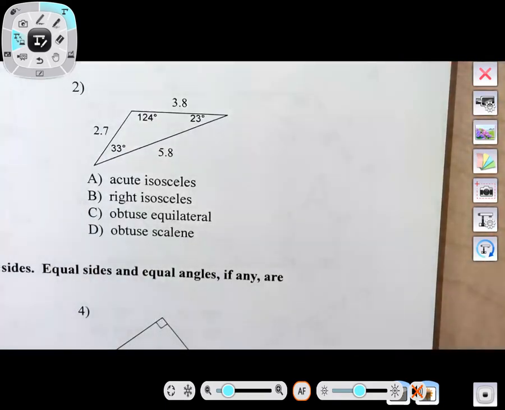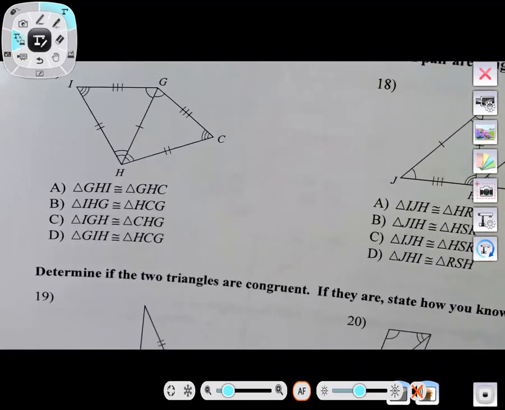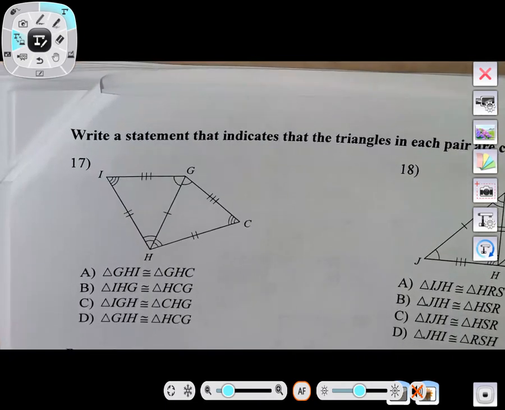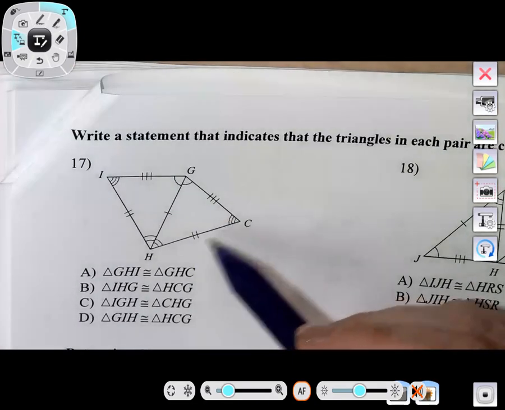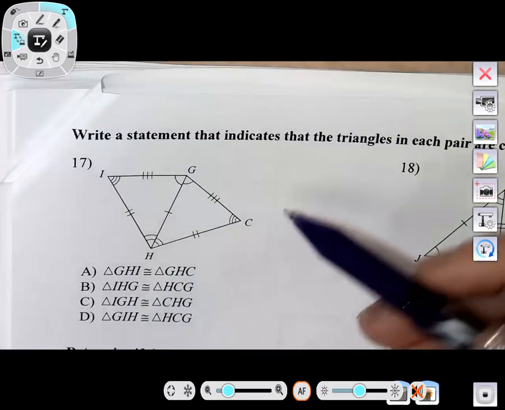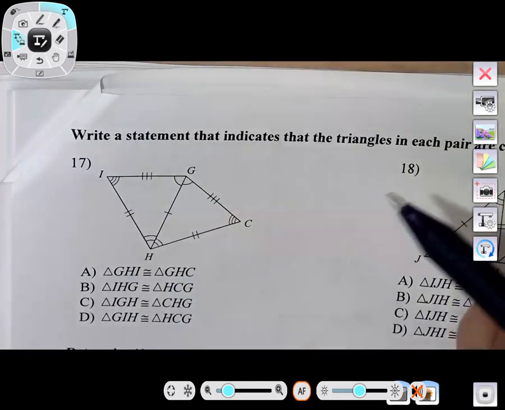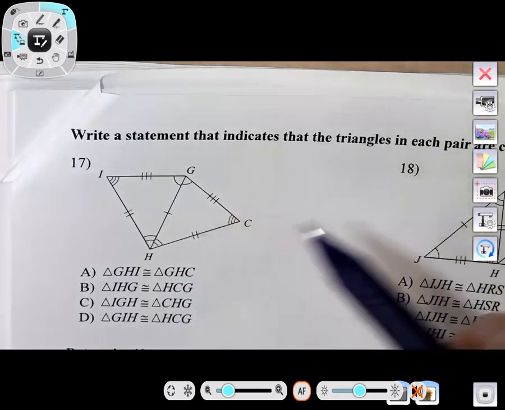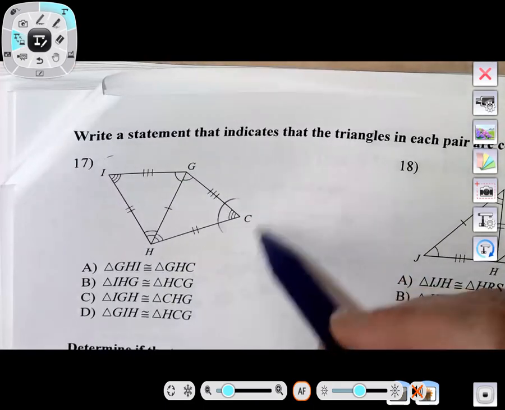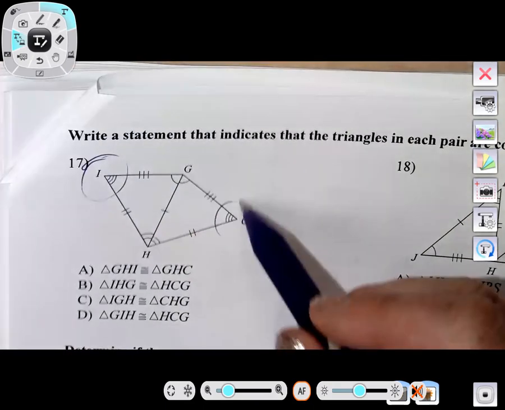But then sometimes you get really lucky. One of them you could do with just 1 angle. Let's see if it's 17. So, 17 is actually a little bit different now. They're giving you the markings and you have to pick which congruent statement is right. So here's how I would do this one. Let's just pick 1 angle to start with. How about I and C? So I has 3 and C has 3. You see that? I and C are marked the same way.